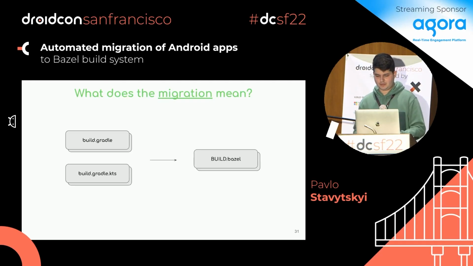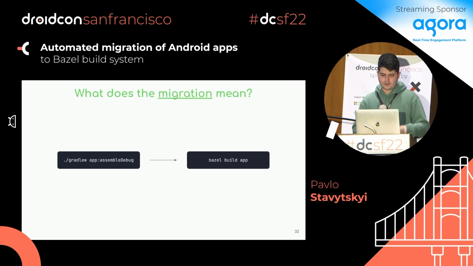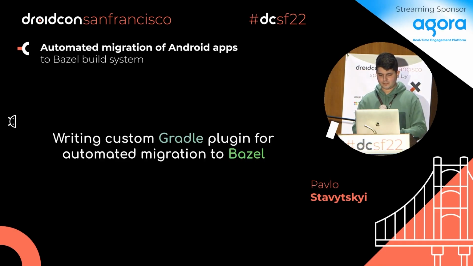And as a result, from the situation where we would build the project with the Gradle wrapper, like assemble debug, for example, after doing the migration, we can run another command on the same project, which is bazel build app, for example. And the goal is that we can build the project with 2 build systems. But eventually we will abandon the first one if our end goal is to build the project with Bazel.